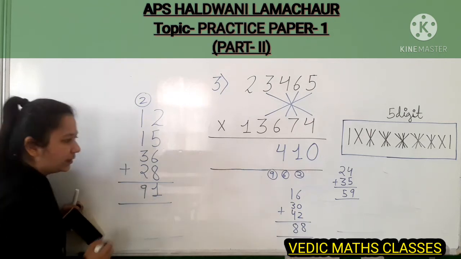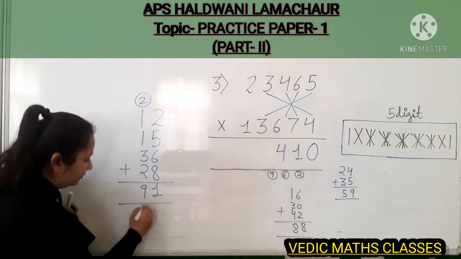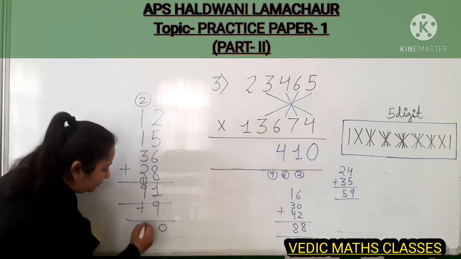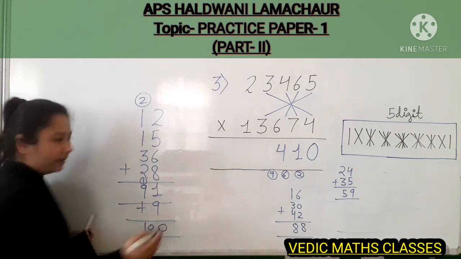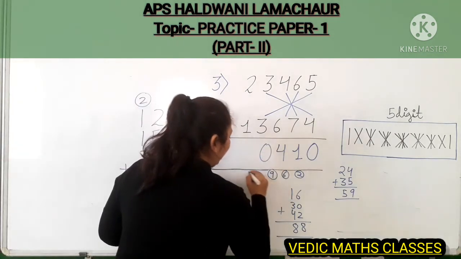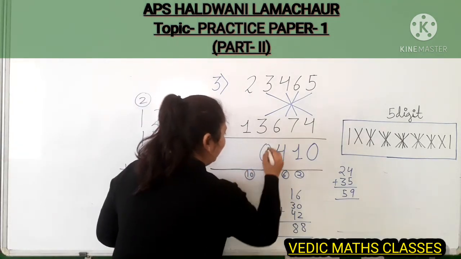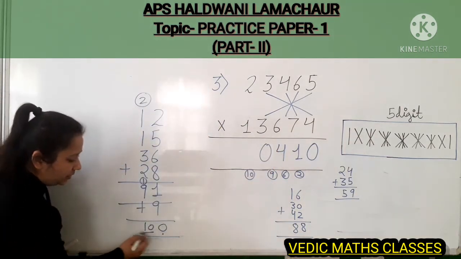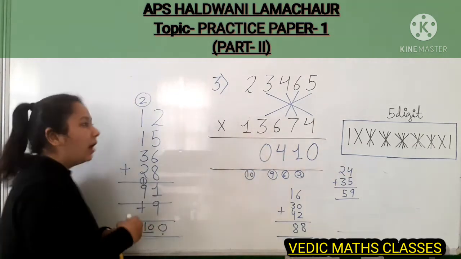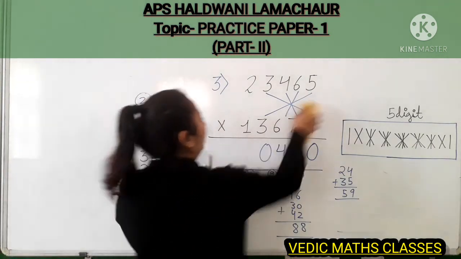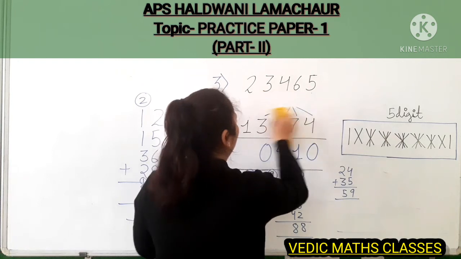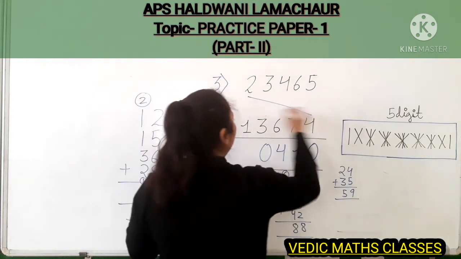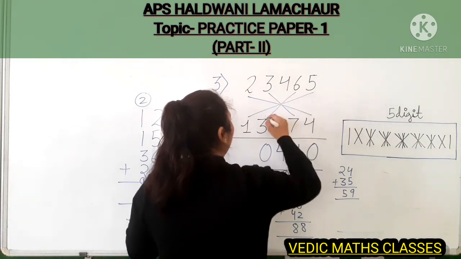So it's 91. Now we have to add this 9 here. So 9 plus 1 10, 0 here, 1 will go carry. So it's 100. So 0 will come here and 10 will go carry. We have to take only one digit and rest of the digit will go carry. Now after 4, 5. See 1, 2, 3, 4, 5.